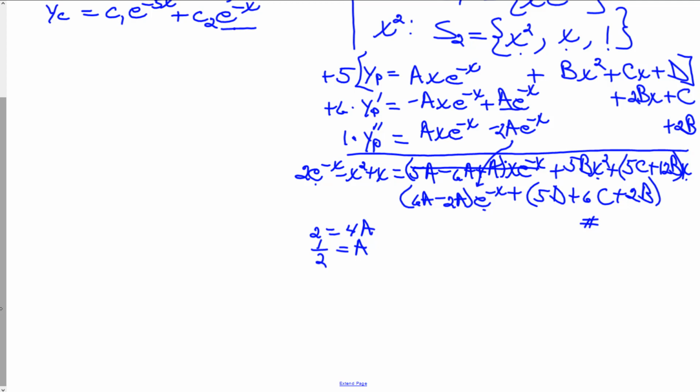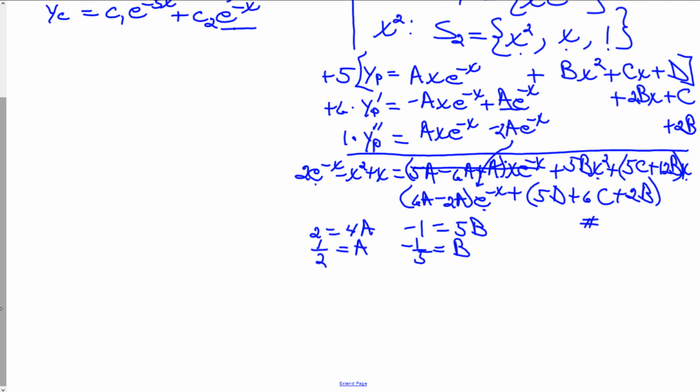Now we're going to match the x squared coefficient. So on the left, the coefficient of x squared is -1. And on the right, the coefficient of x squared is 5b. So solving for b, we get -1/5. Okay. Now we're going to match up the coefficient of x on the left, which is 1.